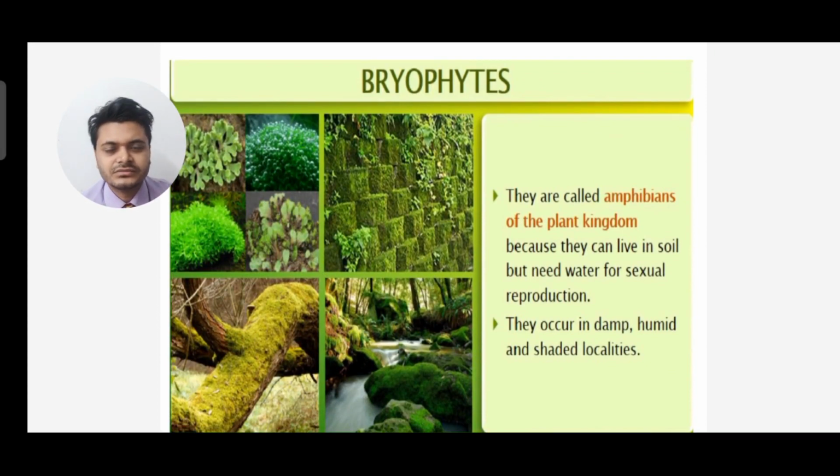They are called the amphibians of the plant kingdom because they can live in soil but they need water for sexual reproduction, right? Without water they cannot do their sexual reproduction. That's why bryophytes are called amphibians of the plant kingdom, all right? Amphibia means those who can live both on water and soil. So they occur in damp, humid and shaded localities.